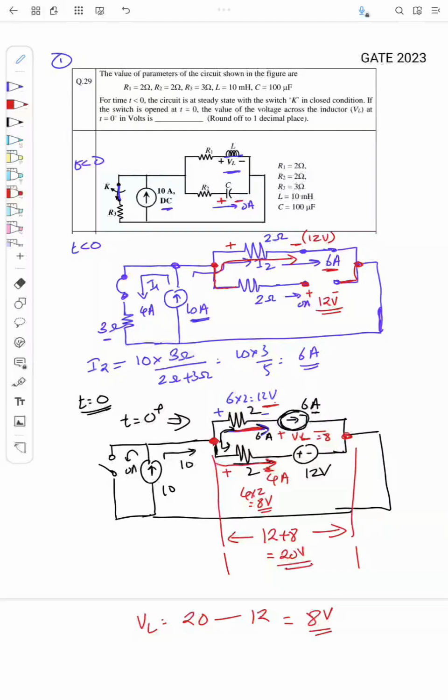So 8 plus 12 here is 20, and here it is 8 plus 12, 20, right? So the question is, what is the voltage VL at t equal to 0 plus? What is that? That is 8 volt. So the answer is 8.